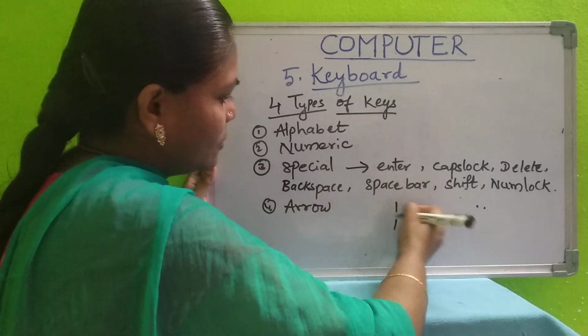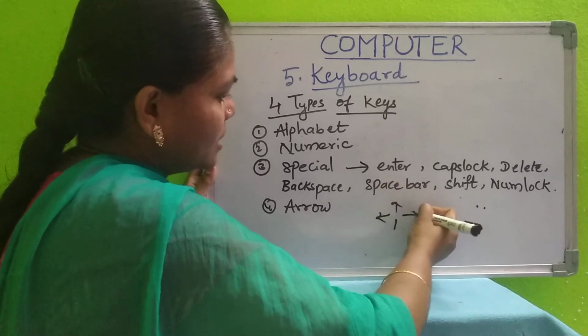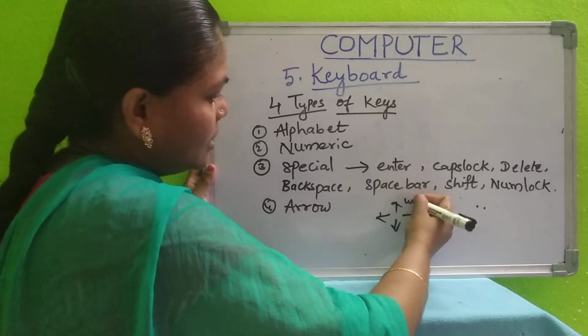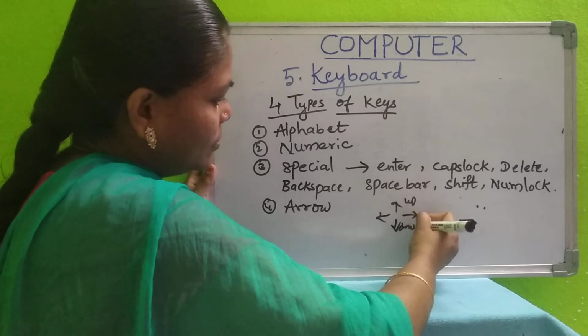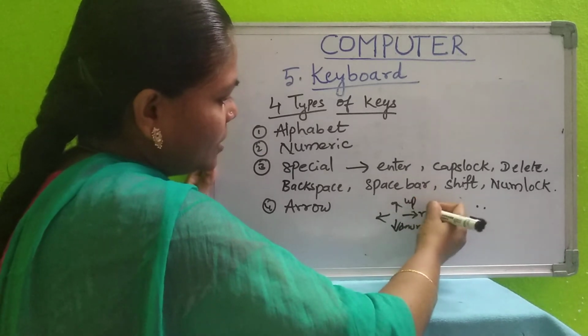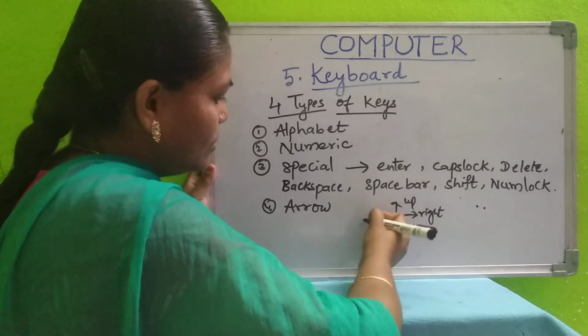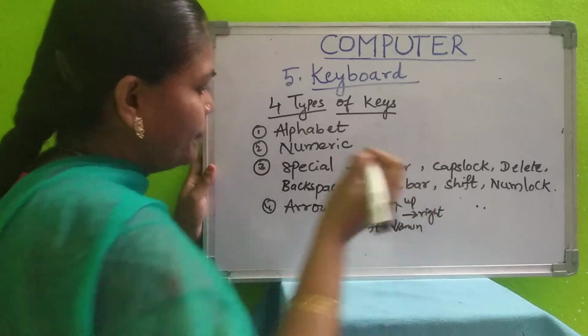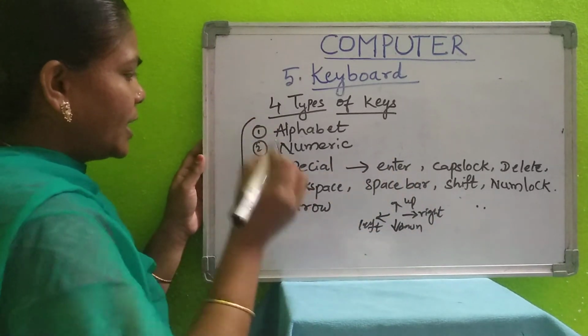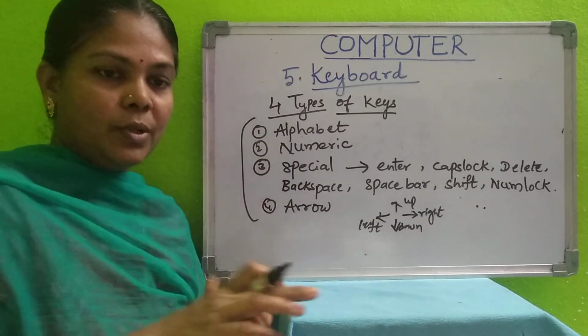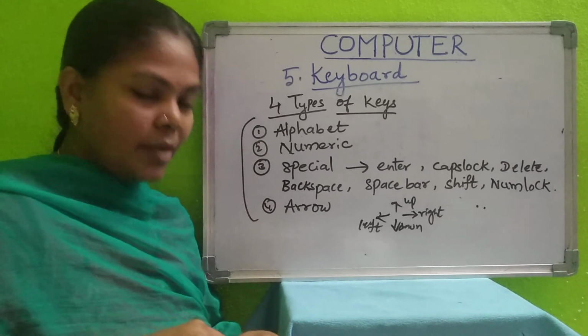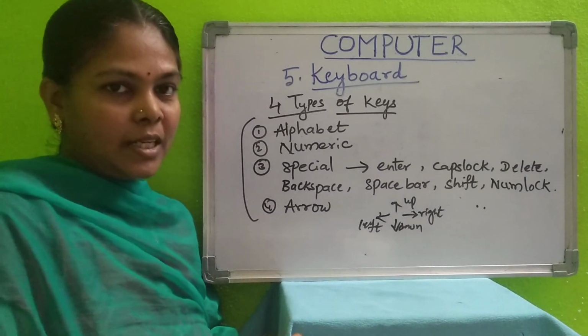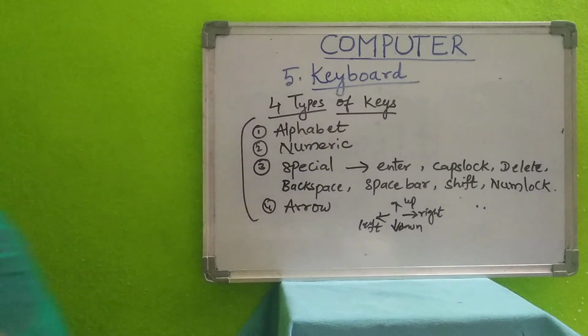What are those arrow keys? We can move the cursor in the up direction, and we can move downward, to the right side and to the left side. These are the different four types of keys on keyboard. Next, about mouse we will learn in the next class. Okay children.